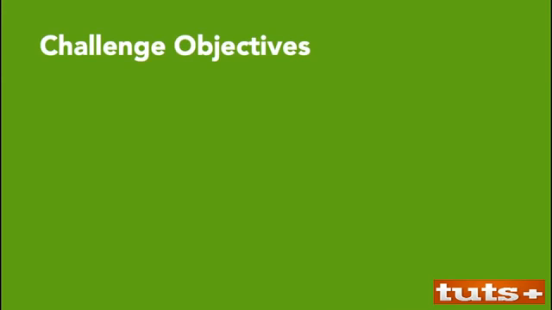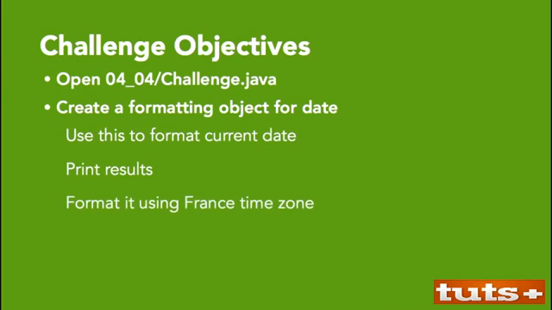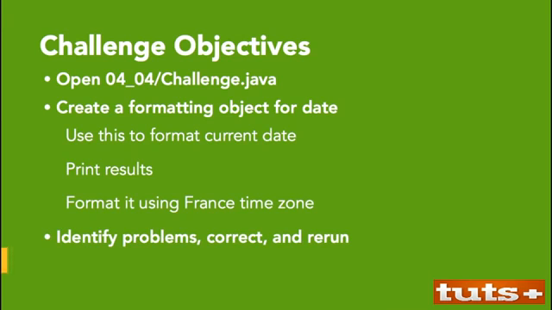For this challenge, I want you to open the file in the exercise folders under Chapter 04, Lesson 04, Challenge.java. The program is currently set up to create a formatting object for the date. It uses this to format the current date and print the results, then format the date using the France time zone. If you go ahead and try and run this program, you'll see it's not working quite correctly. That's because we need to find the Java API package for using the date and time methods. Once you identify the problems, correct them and rerun.